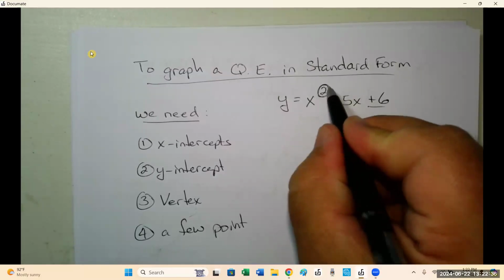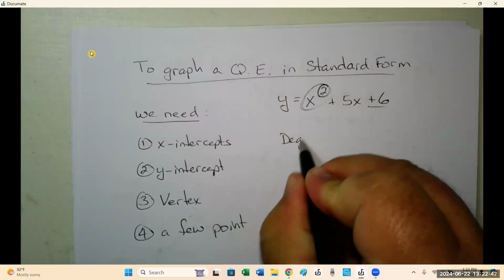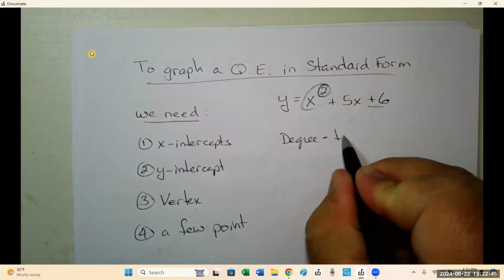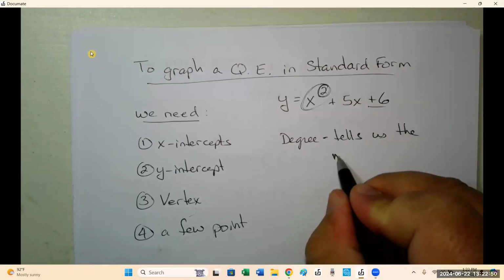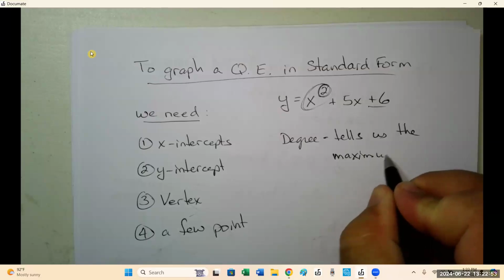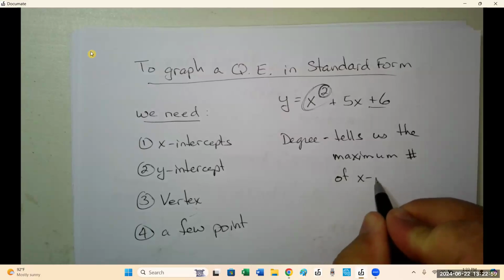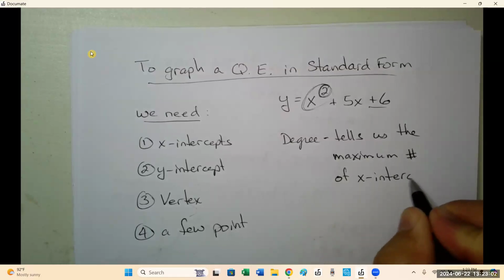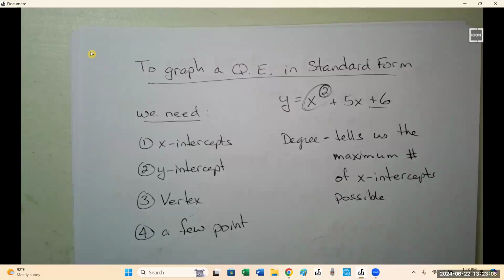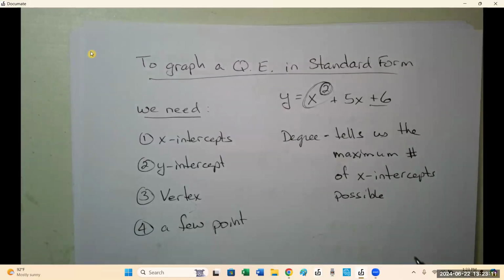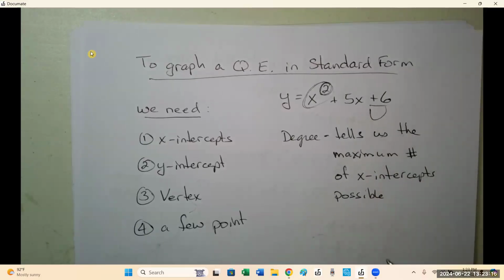So remember, the degree of the leading term is important. The degree tells us the maximum number of x-intercepts possible. Then we have the constant term back there. It tells us the y-intercept.